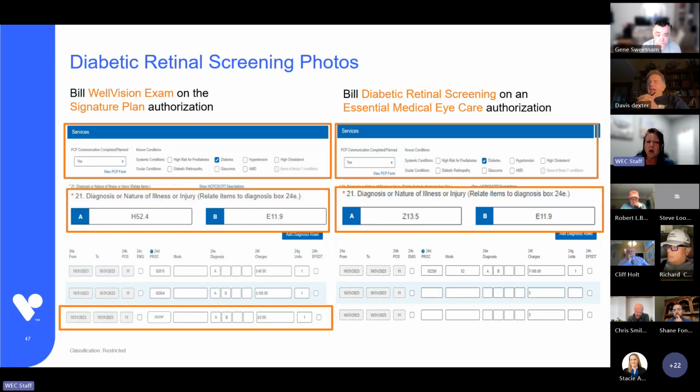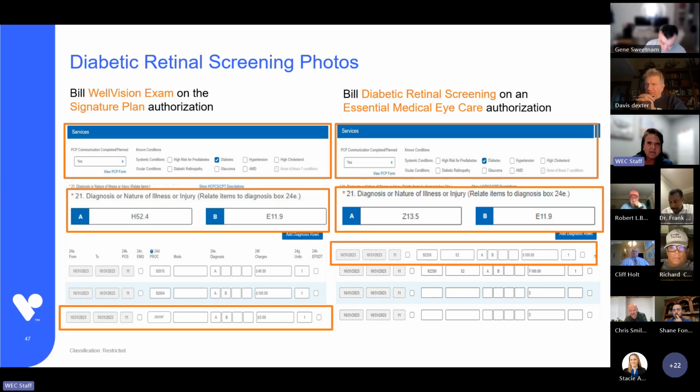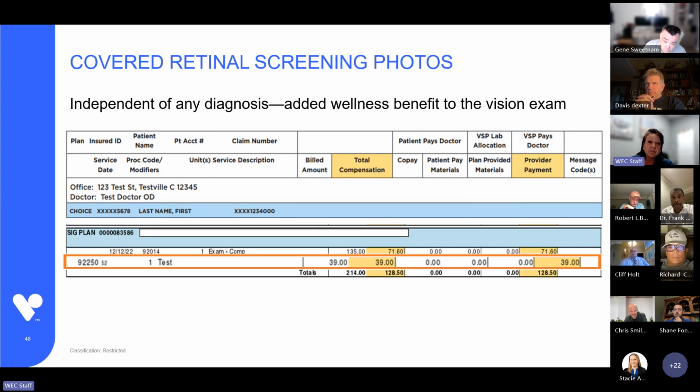Then you start over with a whole different claim, and in that claim, you're going to put in first the essential medical eye care authorization and click go. In that case, of course, you're going to click that they're diabetic, but then in the diagnosis here, you're going to do the Z13.5 and then the type of diabetes they are in the second position, and then you're going to bill your 92250 with a 52 modifier. That gets you reimbursed for your retinal screening. And it'll show you on your explanation of payment, your 92250 with a 52 modifier reimburses you $39.